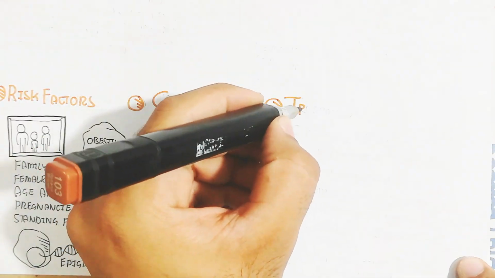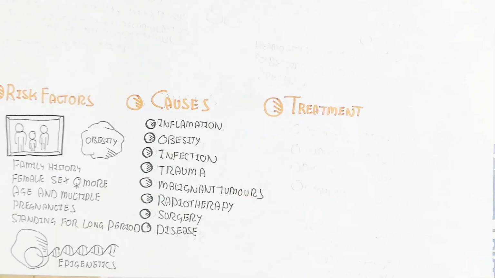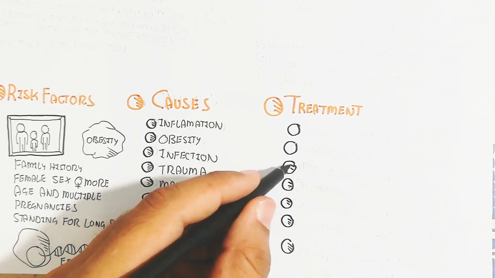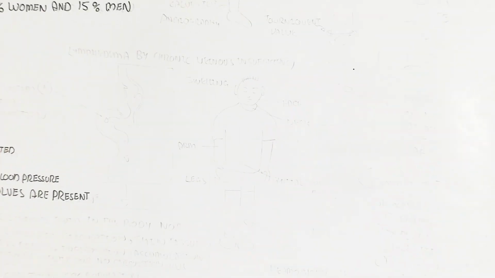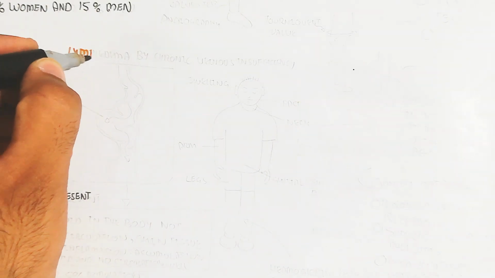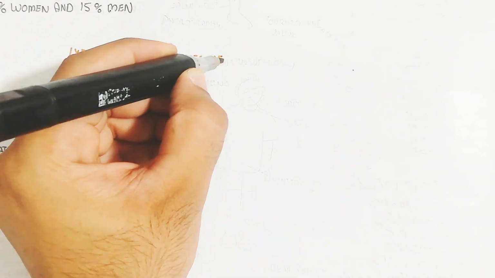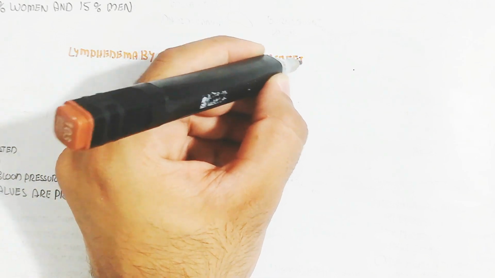Remember that the treatment we will discuss at the end of this video, but first we will understand the diagnosis as well as the lymphedema caused by chronic venous insufficiency. Varicose veins can lead to the problem of lymphedema by chronic venous insufficiency.